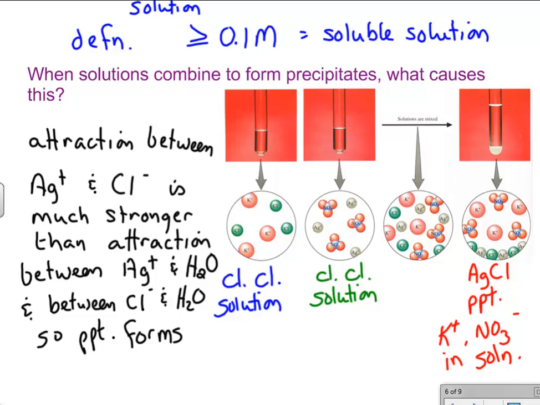So now we've had a chance to go through types of reactions and look at a few definitions. We'll follow up with redox reactions in the next clip.